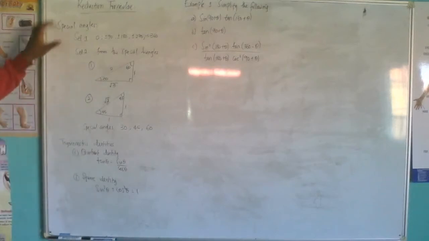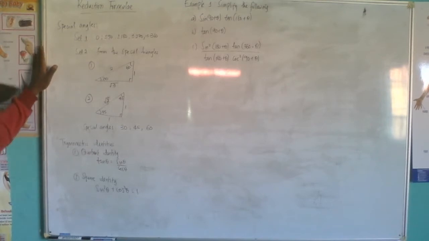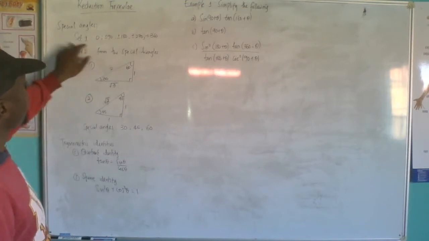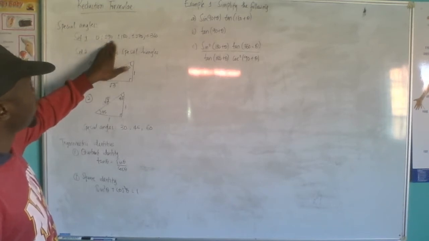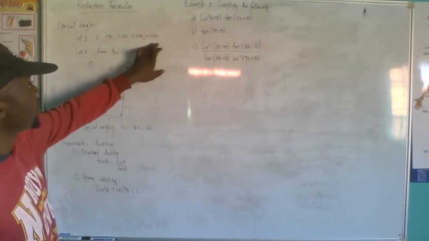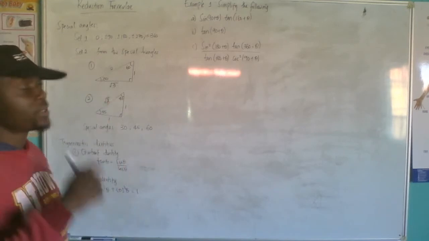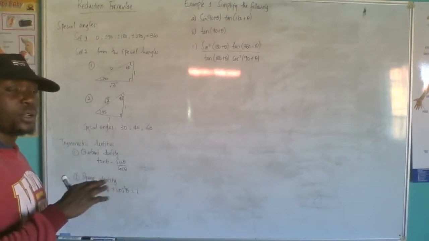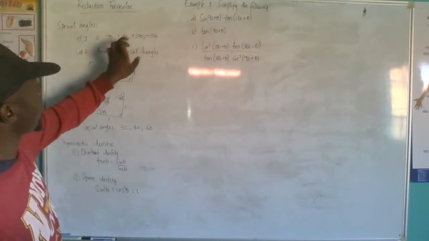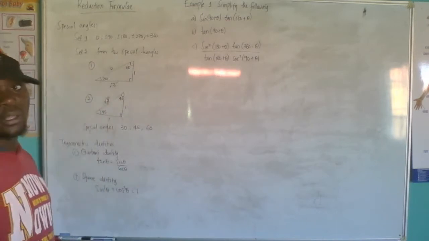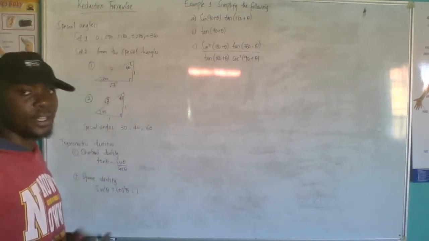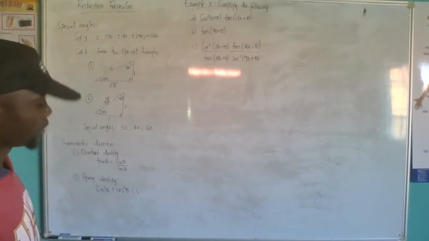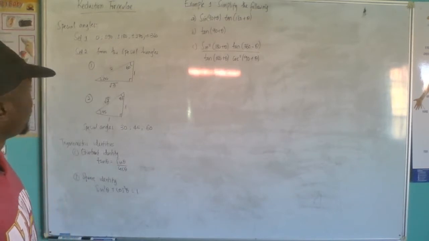So, dealing with reduction formula, there are some things that we have to look at. For example, special angles. We have two sets of special angles. The first set is 0, 90, 180, 270, 360. These angles are got from the CAST diagram. From the CAST diagram, the angles along the x-axis, that is 0, 180, 360, and the angles along the y-axis, which is 90 and 270. That one we have already looked into. So those are the first set, the special angles.